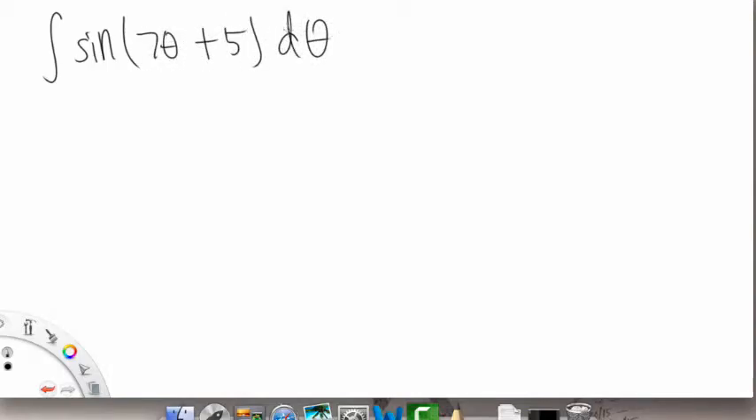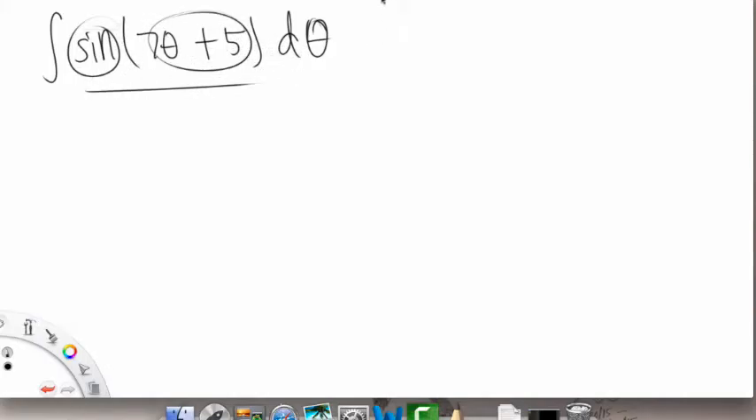Alright, so let's do another example of U substitution. We'll be doing plenty of these. So, the integral of sine of 7 theta plus 5 d theta. If we want to find this integral using U substitution, we see that we have an outer function and an inside function, right? So we do have to use U substitution here.